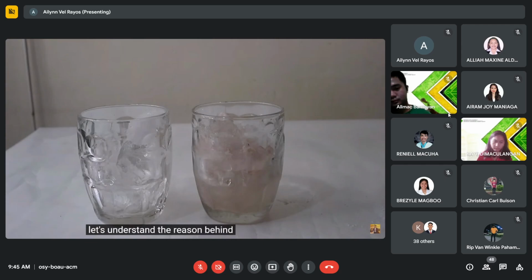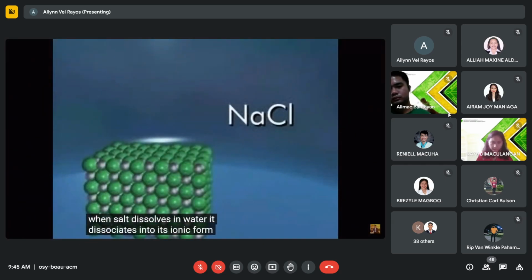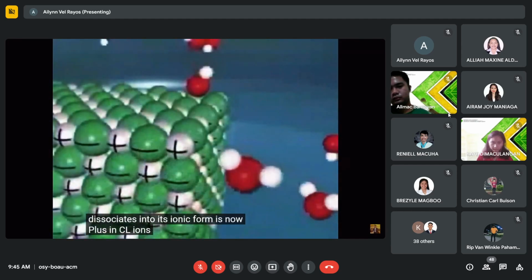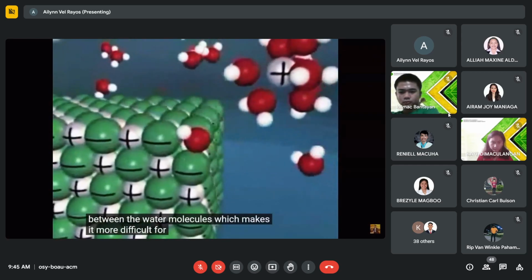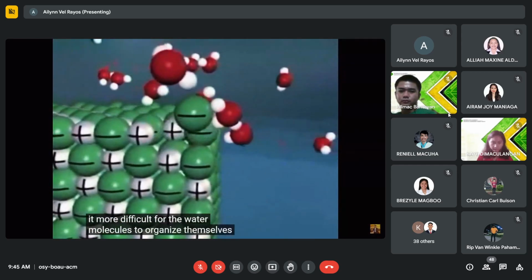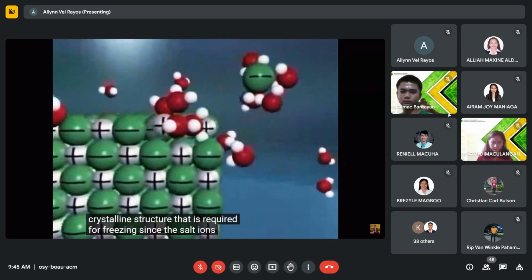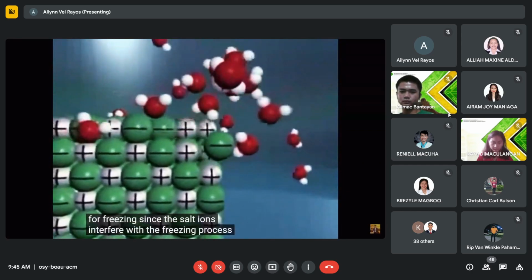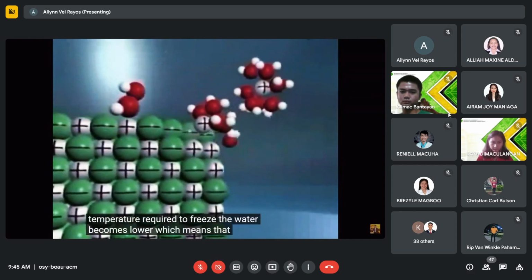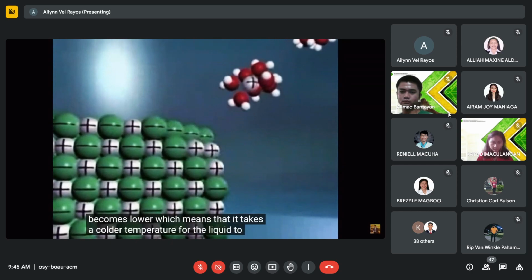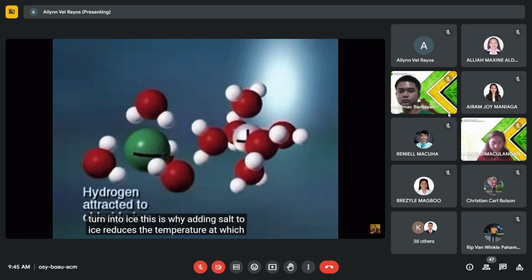Let's understand the reason behind it. When salt dissolves in water, it dissociates into its ionic form as Na+ and Cl- ions. These ions get in between the water molecules, which makes it more difficult for the water molecules to organize themselves into a crystalline structure that is required for freezing. Since the salt ions interfere with the freezing process, the temperature required to freeze the water becomes lower, which means that it takes a colder temperature for the liquid to turn into ice. This is why adding salt to ice reduces the temperature at which it freezes.